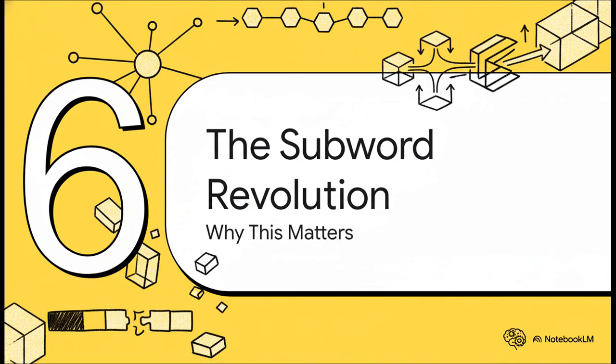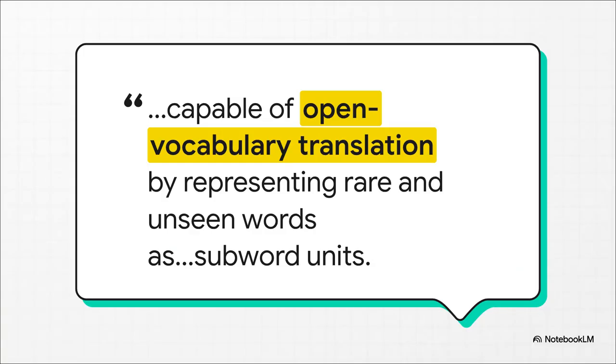So you see, this wasn't just about making a slightly better translation app. This was a game changer, a fundamental shift in how we even think about building AI that understands language. The researchers themselves put it best. They basically said that by using these subword units, they had finally created a true open vocabulary system. The machine was finally free from its fixed dictionary. It could now, in theory, handle any word you threw at it.